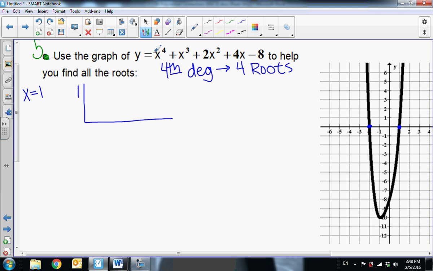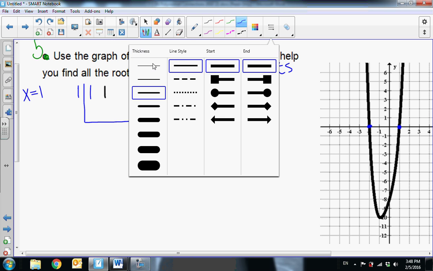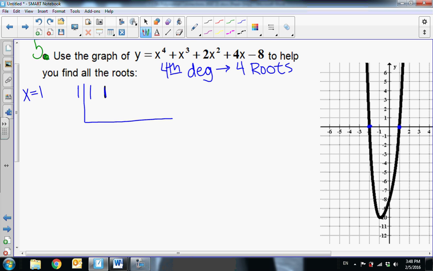Remember, when you set up synthetic division, you're always checking that every single power is represented. Are all of our powers represented here? So 1x to the fourth, just 1, and then 1. Then 2. Then 4. Then negative 8.